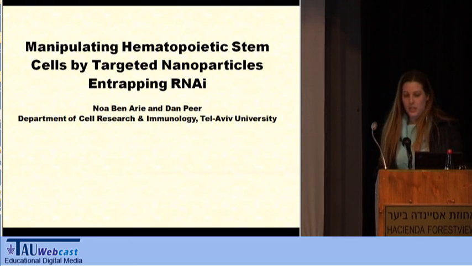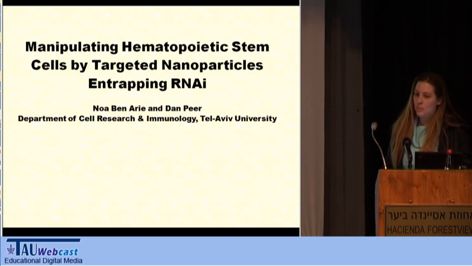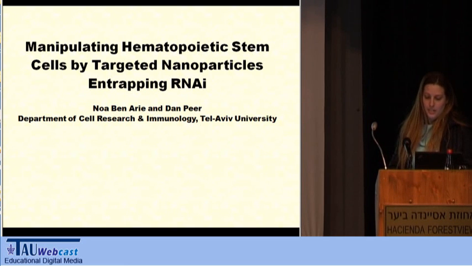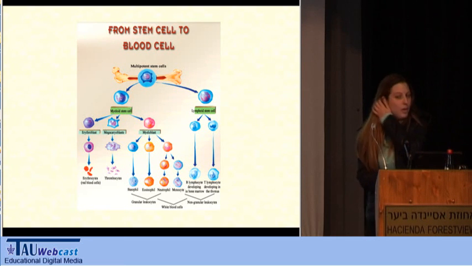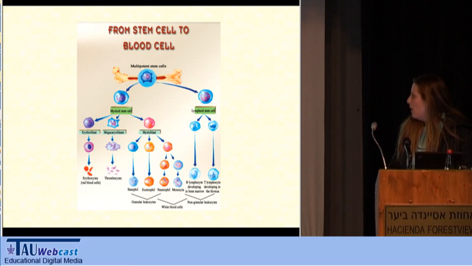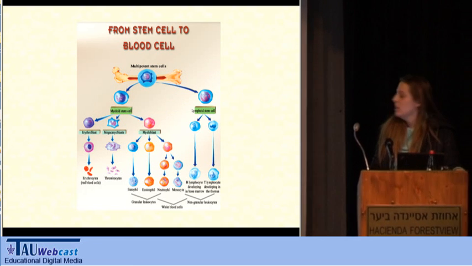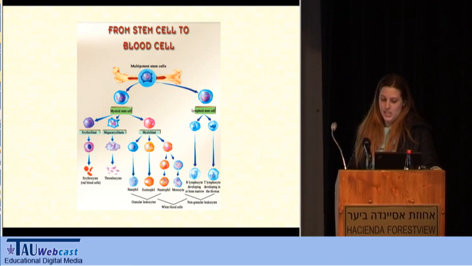Hi, I'm Noa. I'm a PhD student at Dan Peer's lab, and my research is focusing on manipulating hematopoietic stem cells by targeted nanoparticles entrapping RNAi. Hematopoietic stem cells are rare cells that can give rise to over 1 billion new blood cells every day, including red and white blood cells.